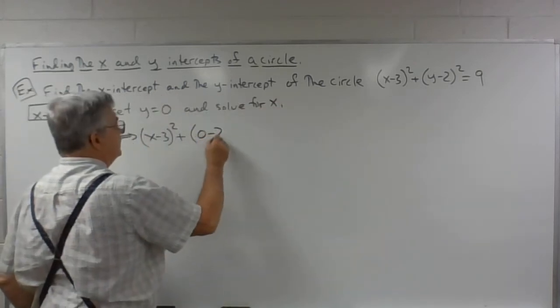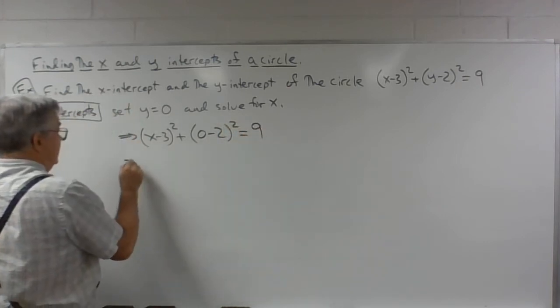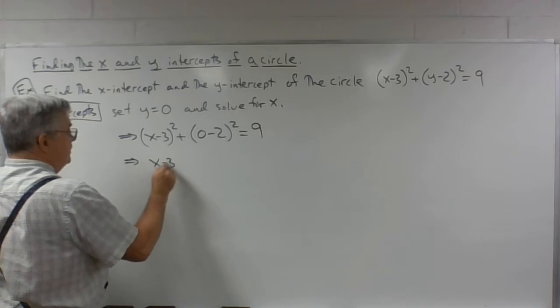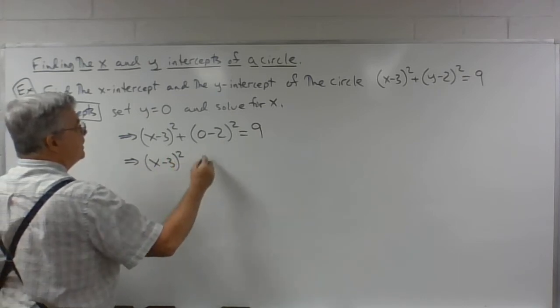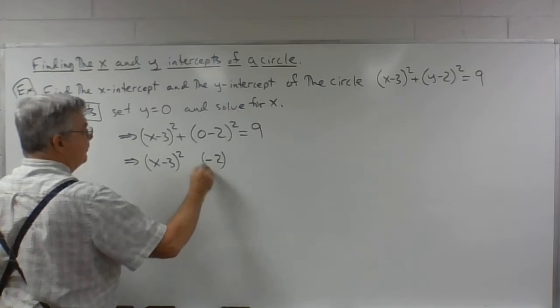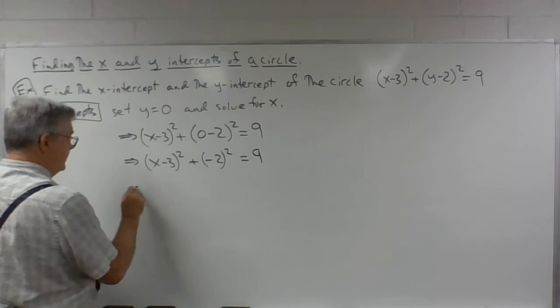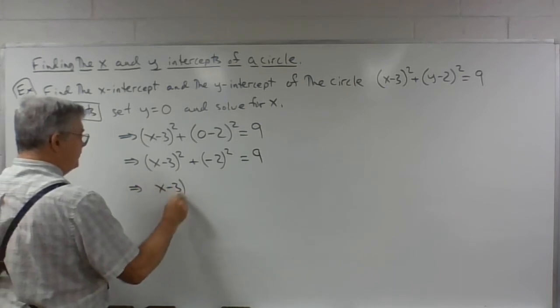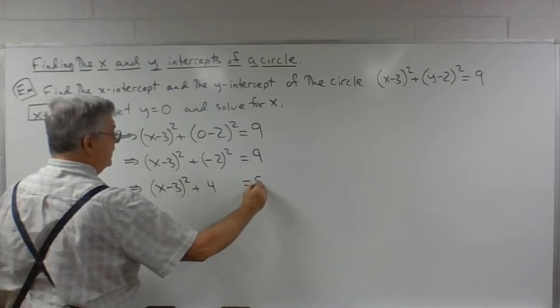For x-intercepts, set y equal to 0. That means x minus 3 squared plus 0 minus 2 squared equals 9. And we have x minus 3 squared, and we square negative 2 and have 4. So x minus 3 quantity squared plus 4 equals 9.